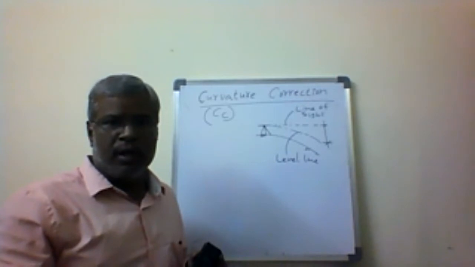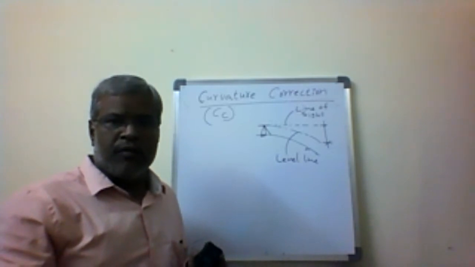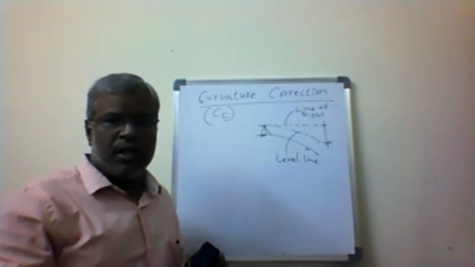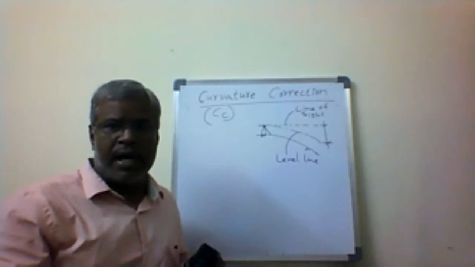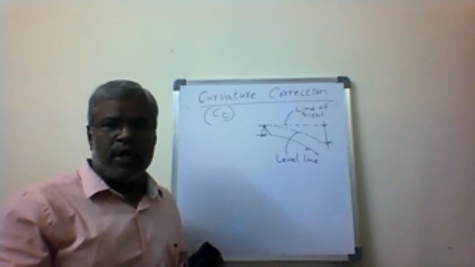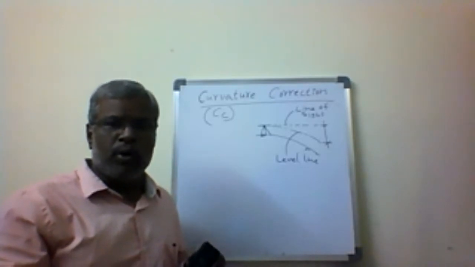So then it is going to be called the curvature effect, which comes because of the mean spherical surface of the earth. Because of this curvature, whatever readings we take are lower than they actually are. So the correction applied is always going to be negative. We measure more distance, more staff reading, more vertical distance.